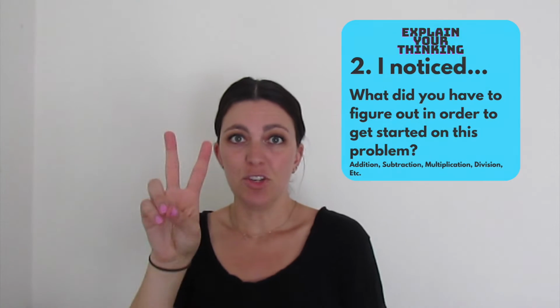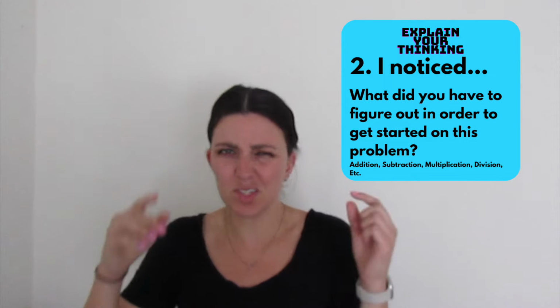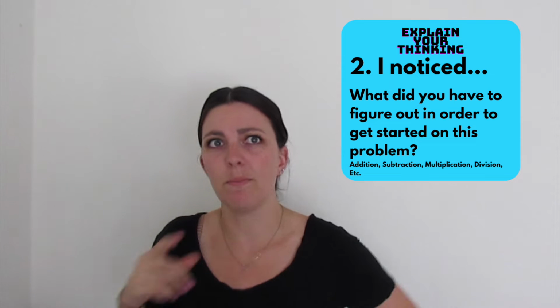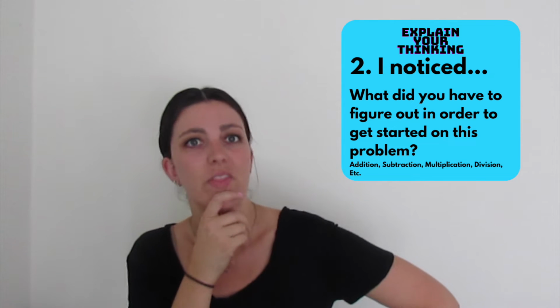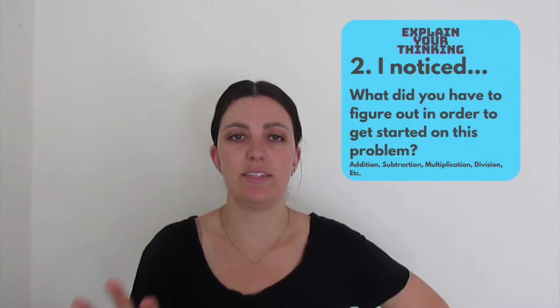Check! Step 2, I noticed. This is where you have to think about what was going on in your brain when you read the problem. As you read it, were you thinking, I'm gonna have to add and then multiply? Or, this one's gonna be division. Whatever you were thinking, write it down. Remember, it's called explain your thinking.